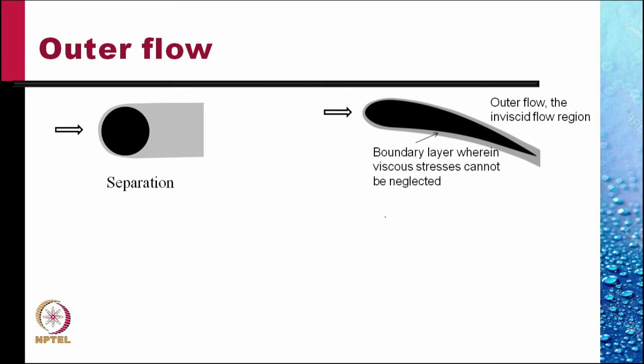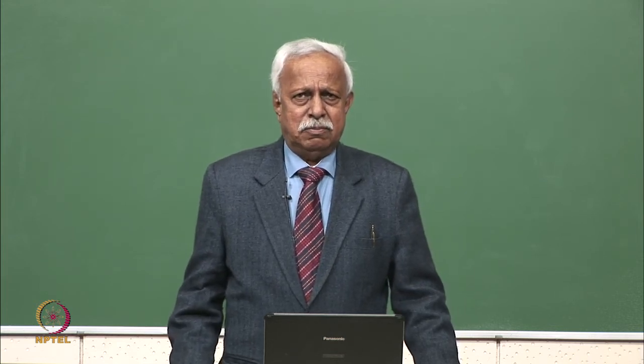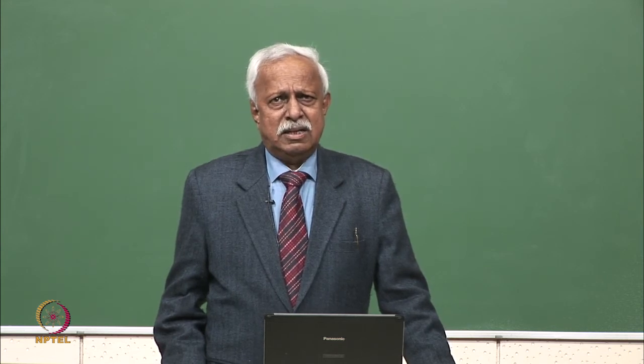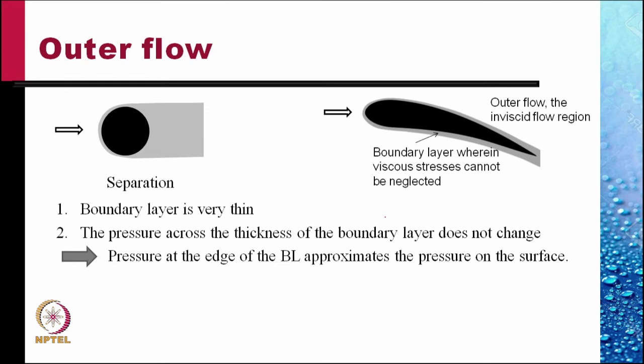Most of the flow around the aerofoil is an inviscid flow region. It is for this reason that the theory of aerodynamics is built largely as an inviscid flow in the first approximation. There are a couple of reasons why this holds. One is the boundary layer is very thin. Second, as we shall show later, the pressure across the thickness of the boundary layer does not change. That is del P by del N, normal to the surface within the boundary layer, is approximately 0. Therefore, the pressure at the edge of the boundary layer approximates the pressure that impresses on the surface itself.